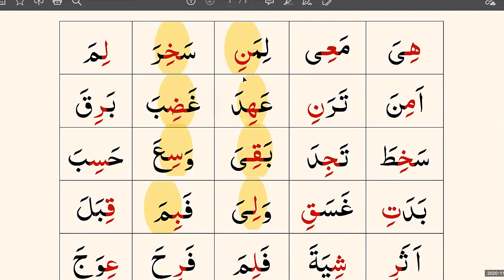Limani. With Ta'awwudh and Tasmiyah, please. Sakhira. Should I continue, please? Sakhira and the next, Ahida. Okay. Ahida, Godiba, Bakia, Wasi'a, Waliya, Fabima. Okay, good. Thank you.